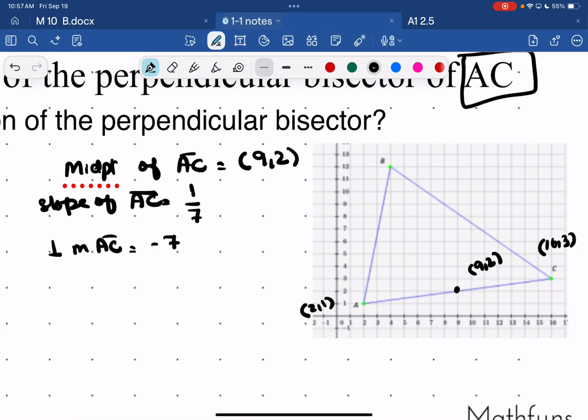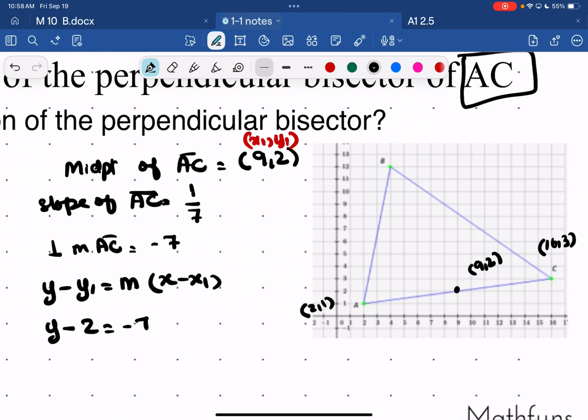-7. If I want to write an equation of a line when I have a slope and a point, I use which form? Point slope form. That is y minus y1 is equal to m times x minus x1, and this will be my x1 and this will be y1. So let's substitute in the values. It would be y minus 2 is equal to -7 times x plus 9.